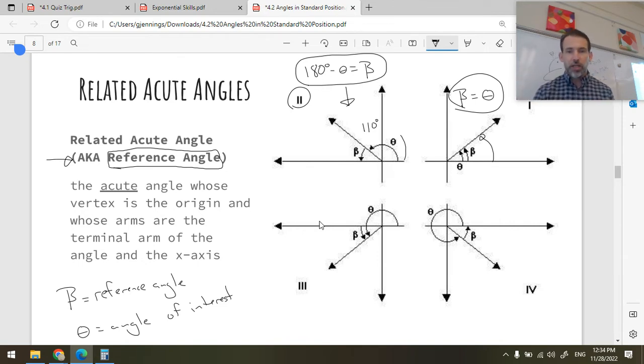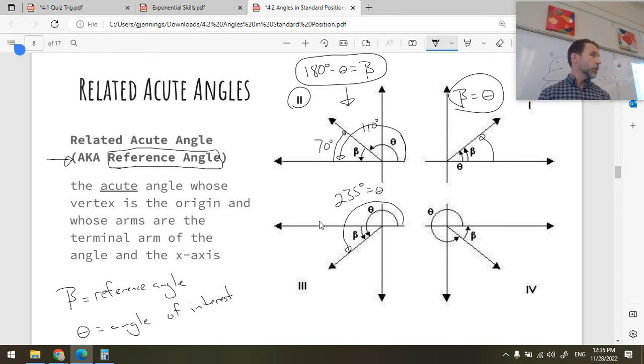That would be fine. But here, I noticed that if I went 180 degrees and then went back some number of degrees to 110, I must be going back 70 degrees. And so whatever angle that is, I take 180, subtract that angle, and that gives me my reference acute angle. If I'm way over here, let's say that this is 235 degrees, what would my beta be? 235, so 90, 270 minus 235.